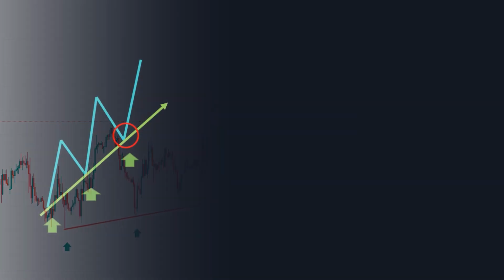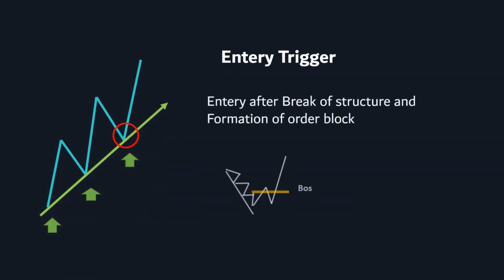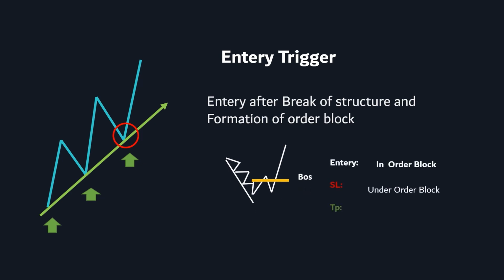Another method of entry is to enter after a structure breakout and the formation of an order block. After the structure is broken and an order block is formed, we enter within the created order block with a stop loss placed below the order block.